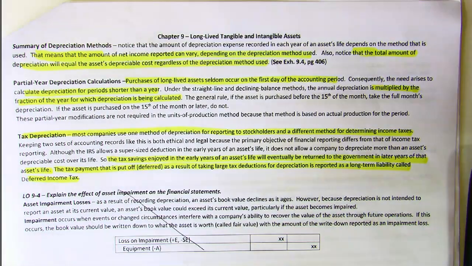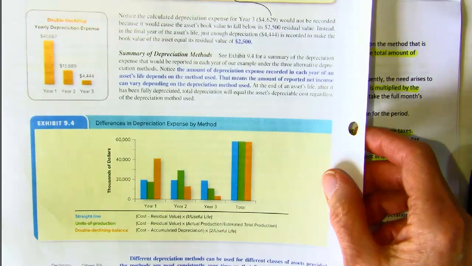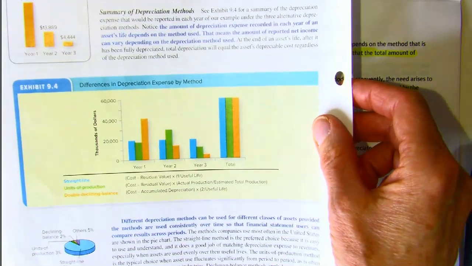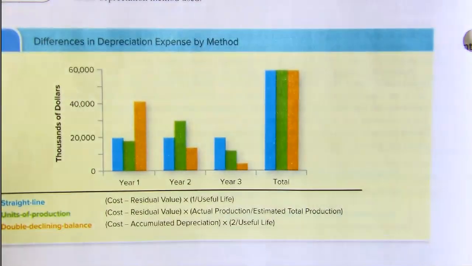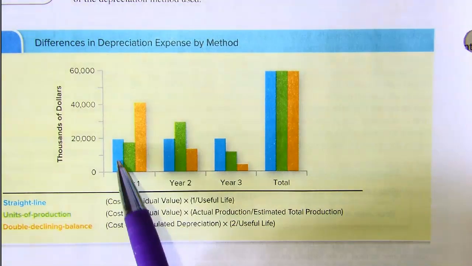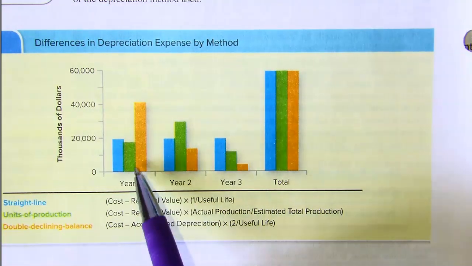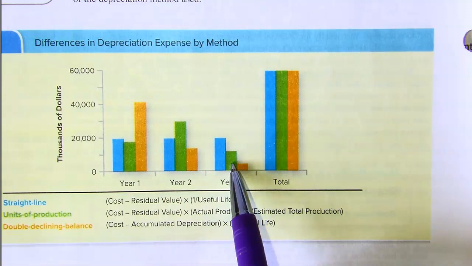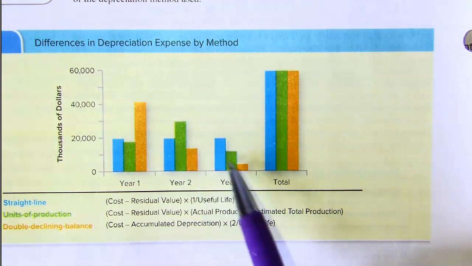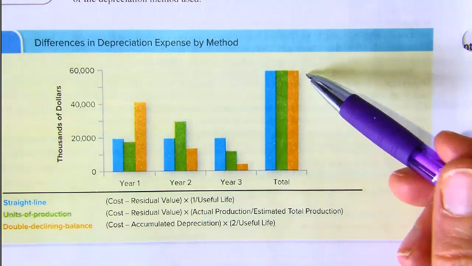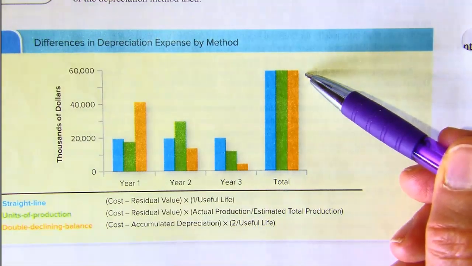Now let's look at a summary of the depreciation methods, and I'm going to take page 406 out of our text here and look at Exhibit 9-4. Now it shows in blue straight line depreciation being exactly the same each year. Units of production method is going to vary based on usage. And declining balance methods in orange starts really high and then it decreases year by year. But notice that the same amount of depreciation is calculated in total for each of the three methods.